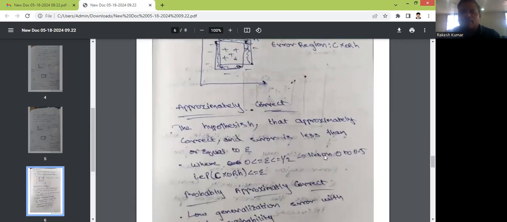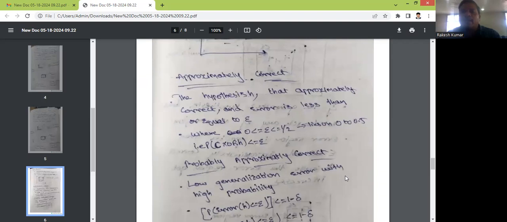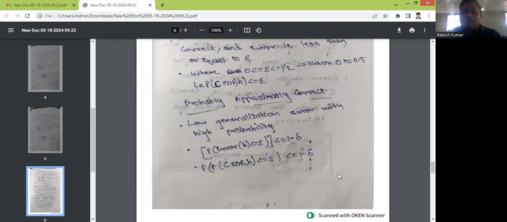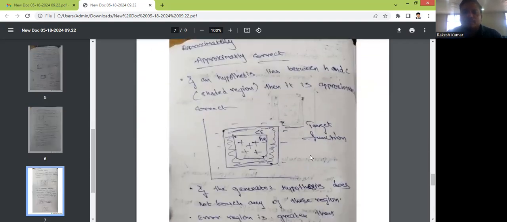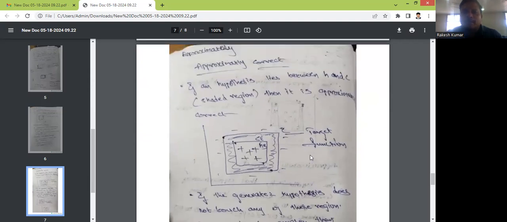So here we have approximately correct. The hypothesis is approximately correct when the error is less than or equal to epsilon, where we have to find out whether it lies between 0 and 0.5. The probability of approximately correct is low generalization error with high probability. This is a formula for that. So this is the approximately correct.